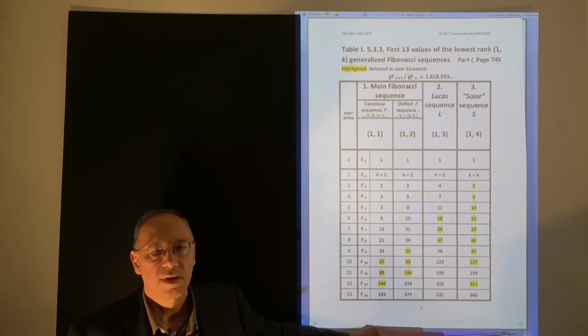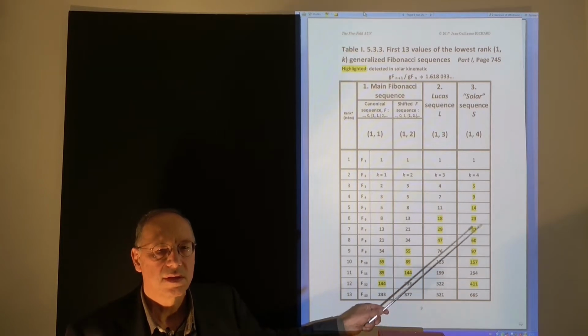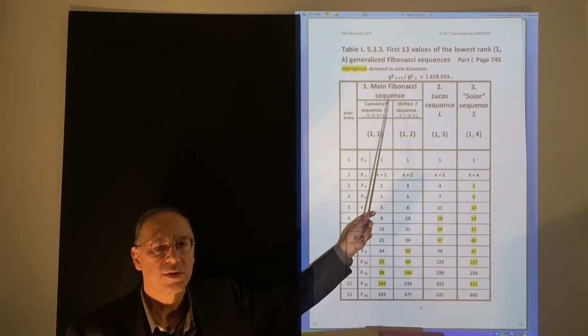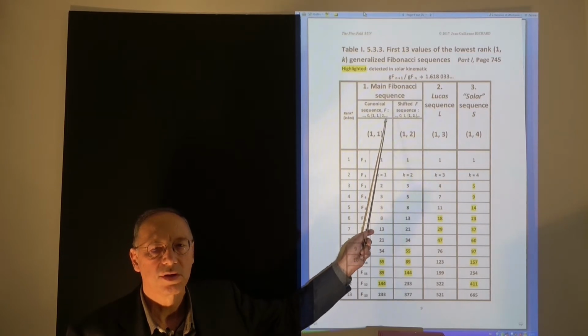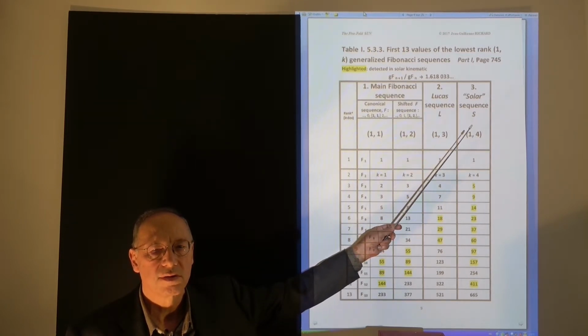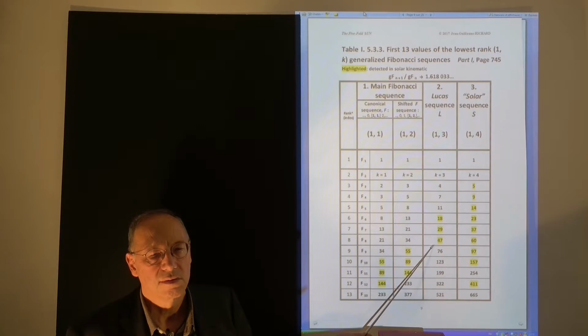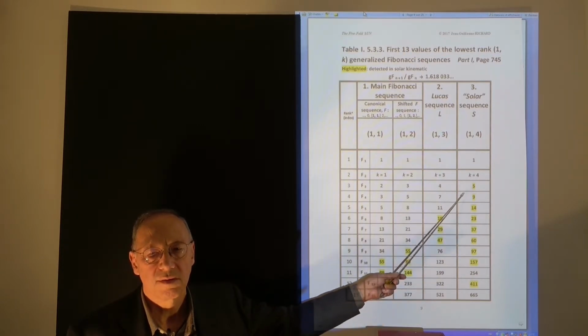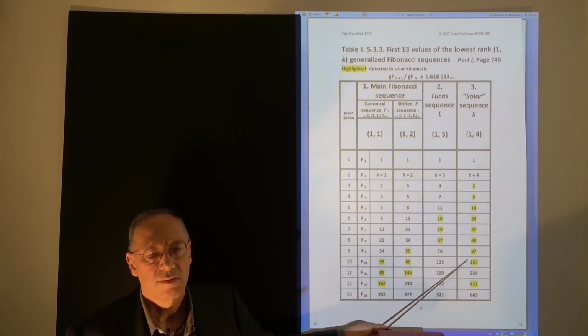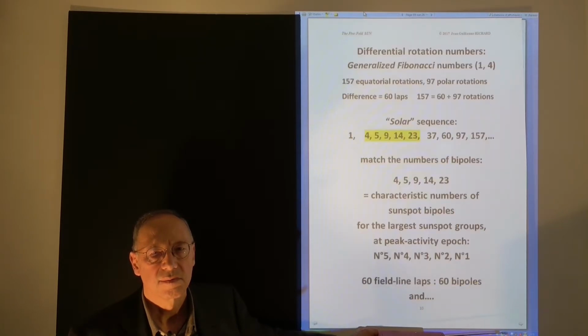This is a table in which the three said sequences are summarized: the main Fibonacci sequence and its two expressions, the Lucas sequence and the solar sequence. Highlighted are the numbers of rigid rotations here for the solar ball that we found in the previous pages, the numbers of rigid rotations of quasi-biennial intracycle periodicities, and the differential rotation numbers, equatorial rotations, polar rotations, and their differences.